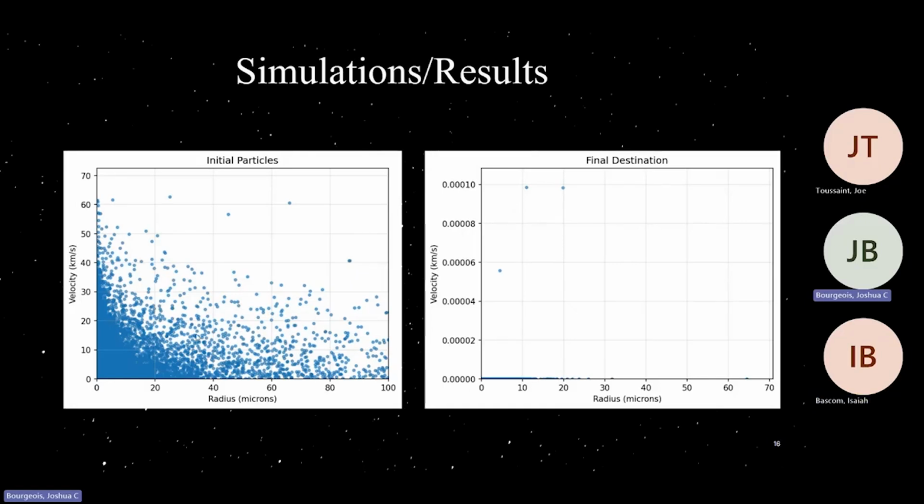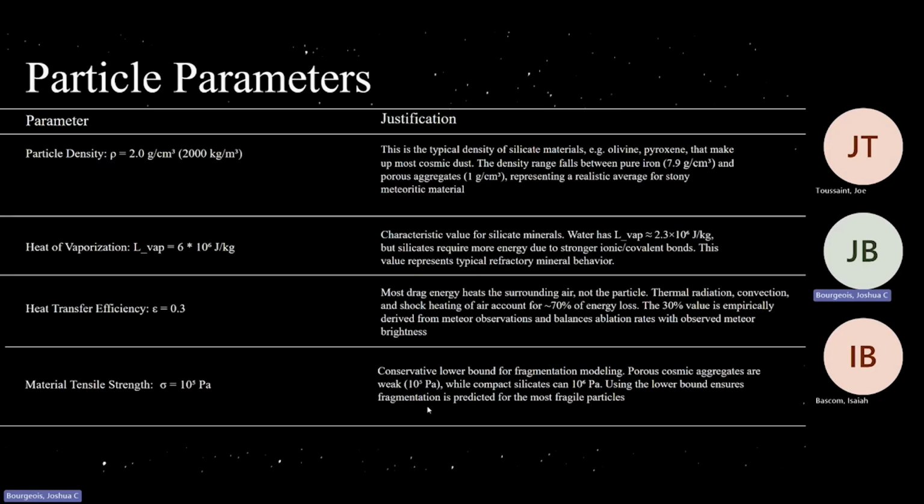As you can see, these are extremely small margins of error. And there were widely varied initial parameters here, with particles with a very, very wide distribution. Here are our parameters. We're not going to touch too deeply on them because there's a lot, but each of these have been backed up by research online and papers that we found.